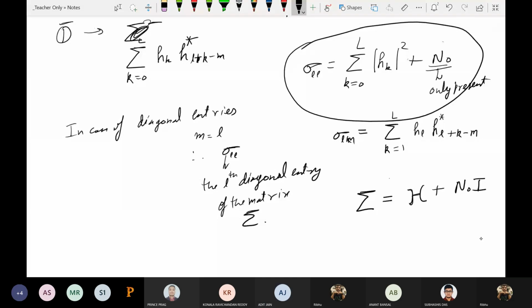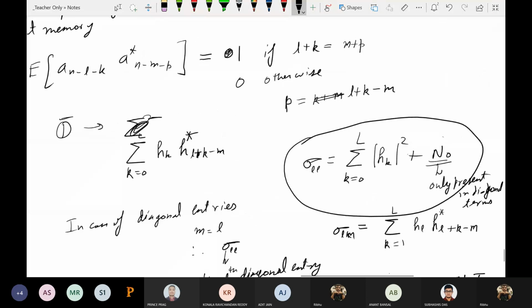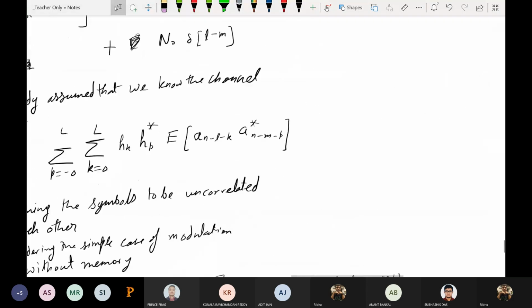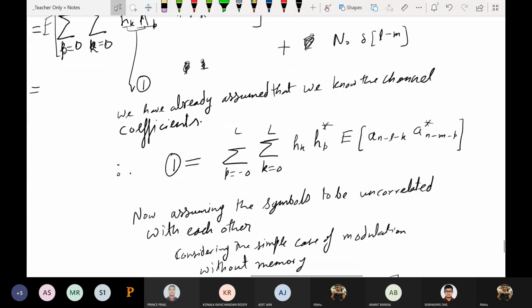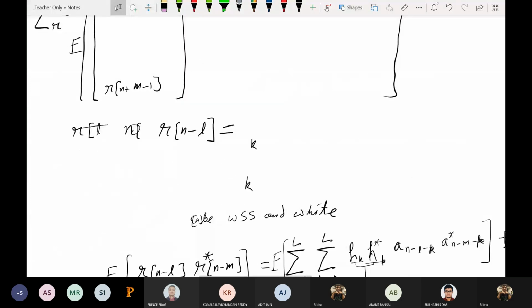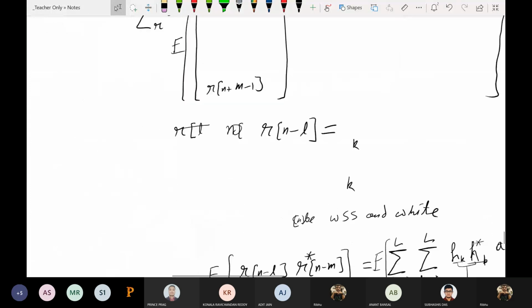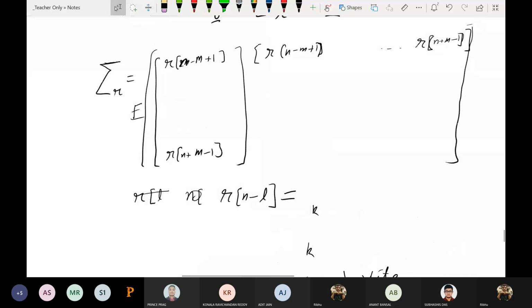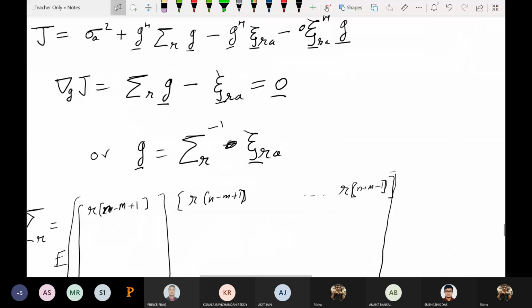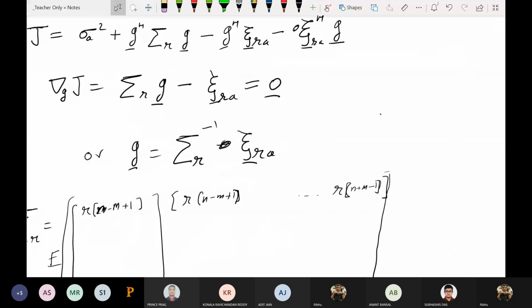Fine. And the other matrix, which is, what is it? We called the vector xi. Did we calculate it? No. Xi RA. So if I try to calculate xi RA, what is xi RA? So xi RA is this R(n) A conjugate.